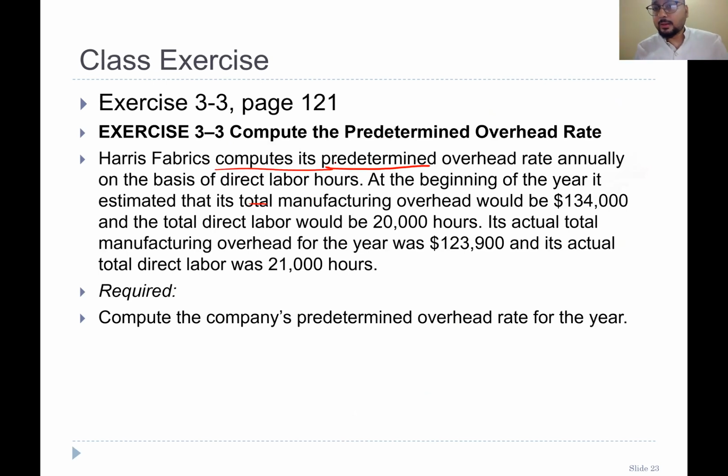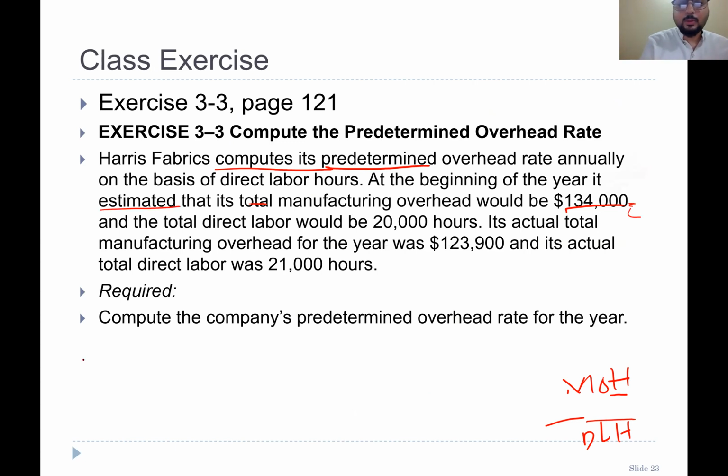So it means the formula is based on MOH divided by direct labor hours, right? They mentioned that at the beginning of the year, it estimated that the total manufacturing overhead cost would be 134,000. So this is actual or estimated? This is estimated, right?